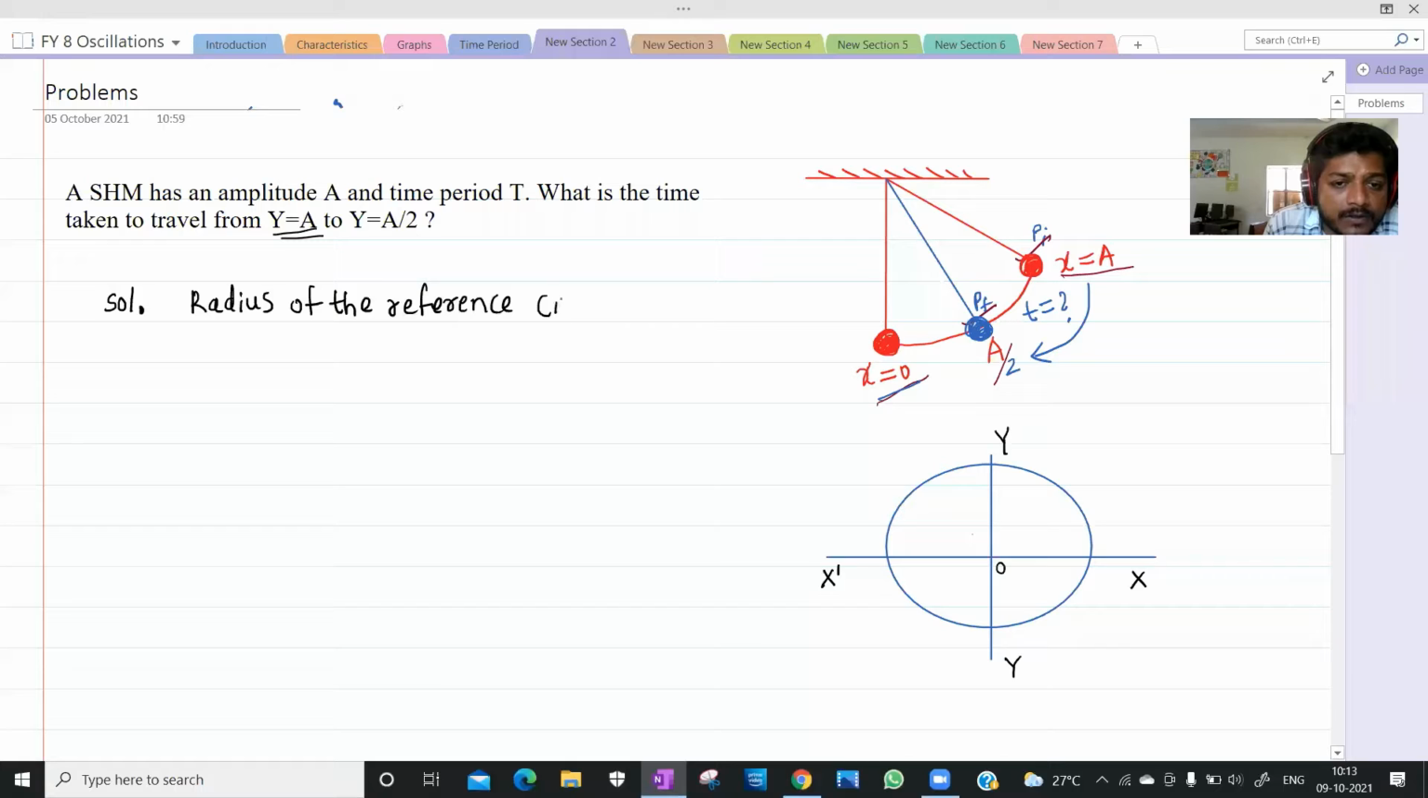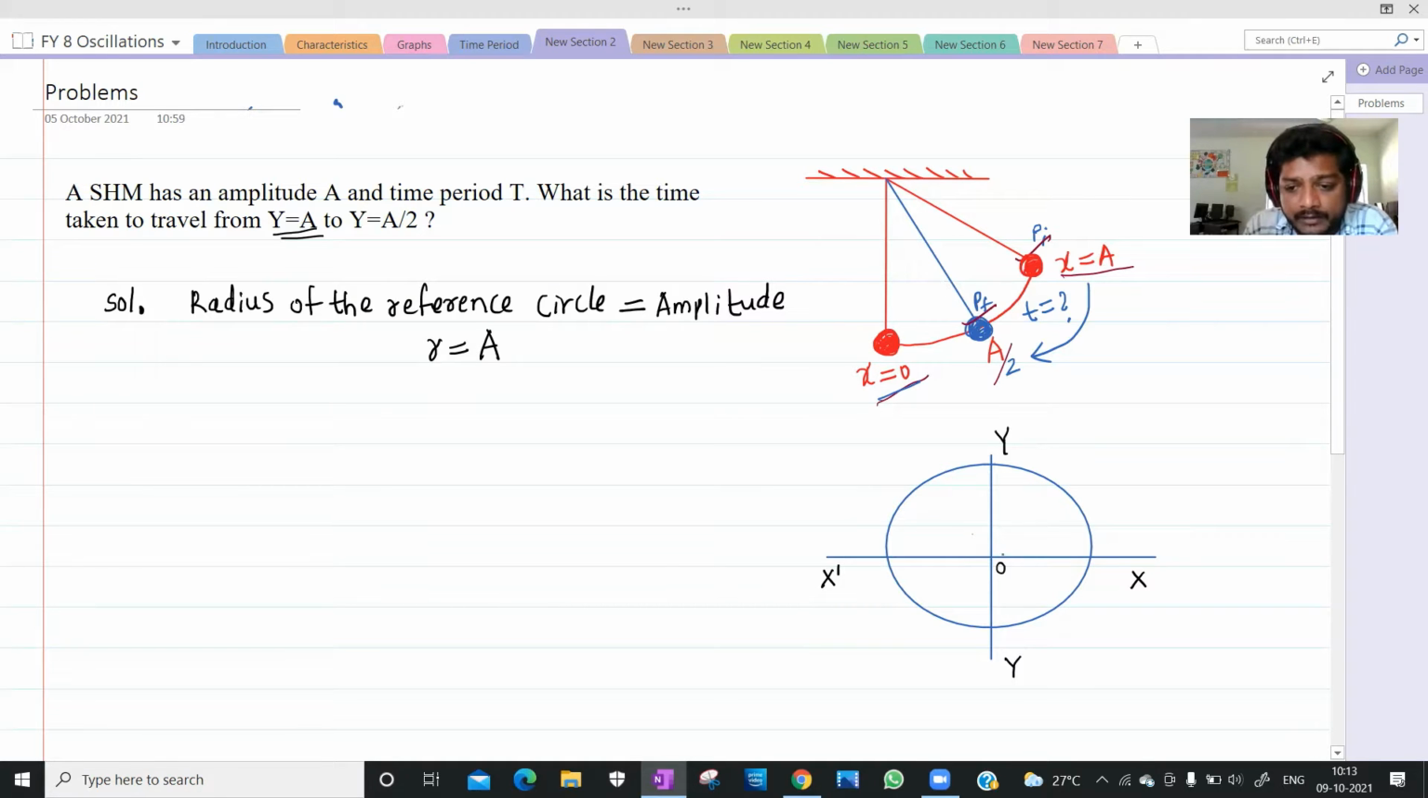The radius of the circle is nothing but the amplitude of the particle which is executing simple harmonic motion. The radius r is equal to capital A. Is it fine? Okay, capital A.